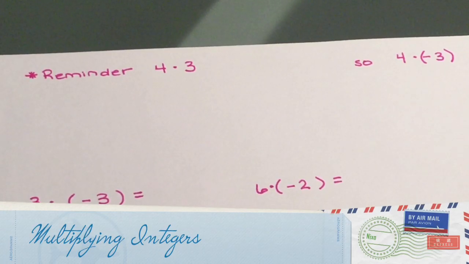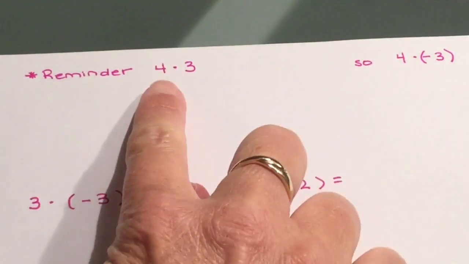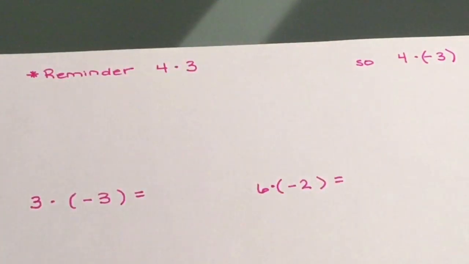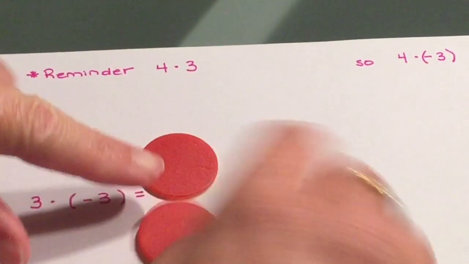Today we're going to look at multiplying integers. And so real quick, I just want to stop and think about what it means when we're multiplying. So let's think about 4 times 3. And I'm going to use my integer counters here. The 4 means that we have 4 sets of 3.